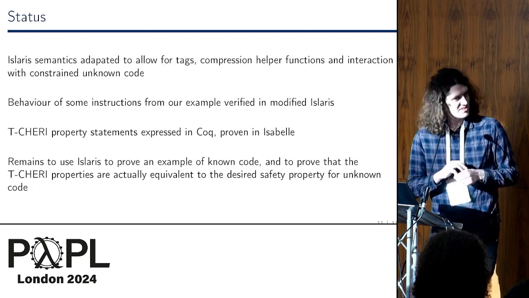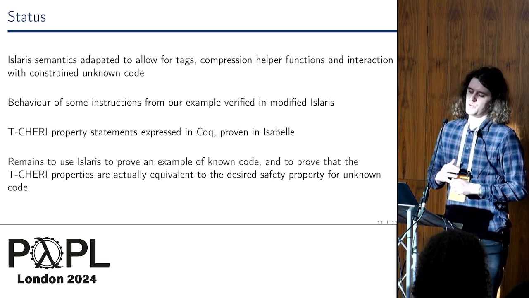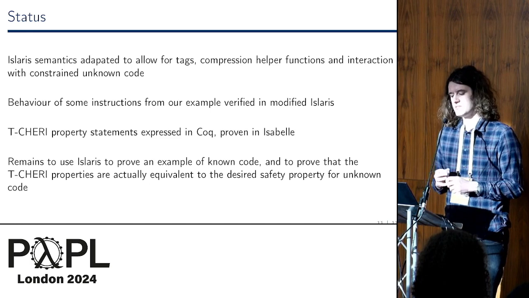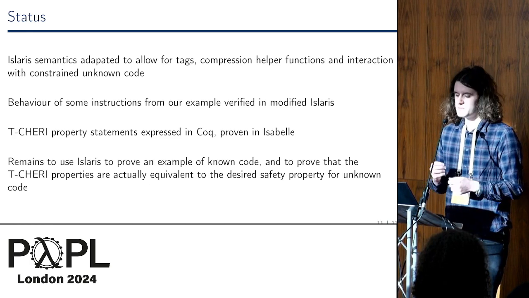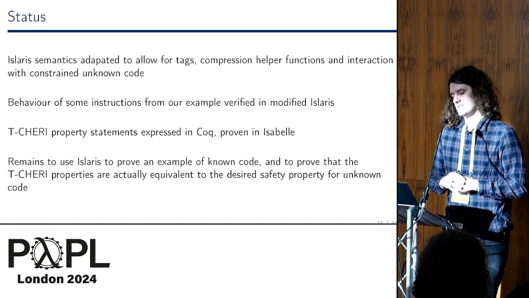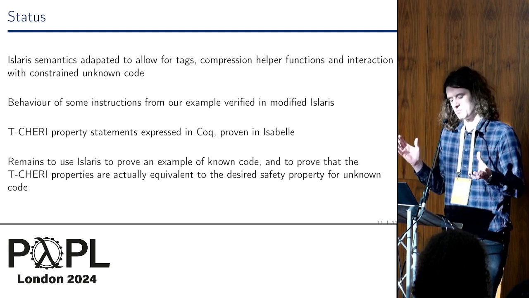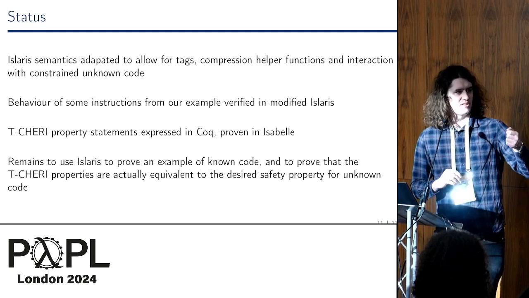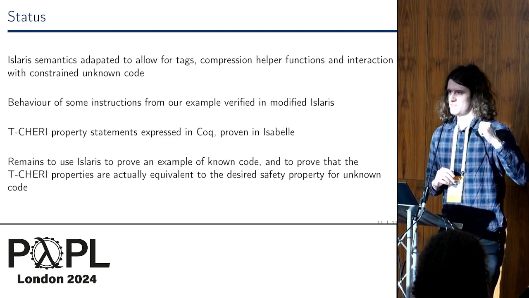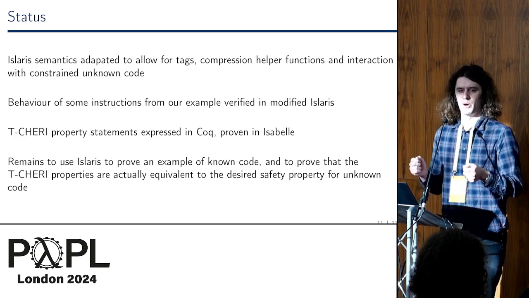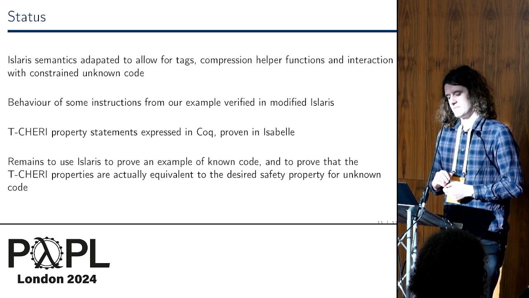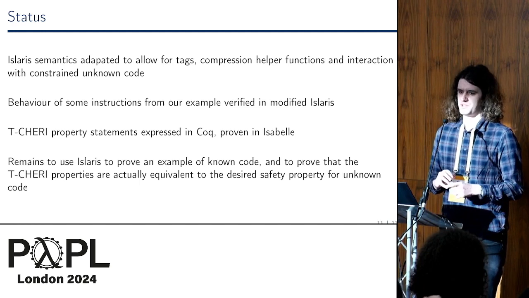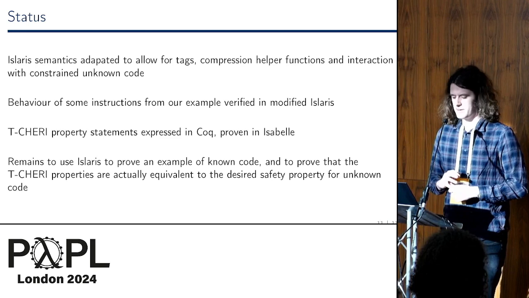So where are we at the moment in this? As I said, it's work in progress. We've done the work to adapt the Laris semantics for dealing with this, all the differences that we need. Some of it is making it handle the capability machine, so tags, and helper functions to deal with compression, because Laris tended to blow up in the presence of those. And more importantly, we can now have a Laris with unknown code whose behavior is constrained by some arbitrary predicate. And we've used that modified Laris to verify the behavior of some of the instructions in our working example, which is a variant of the accumulator that I showed earlier.